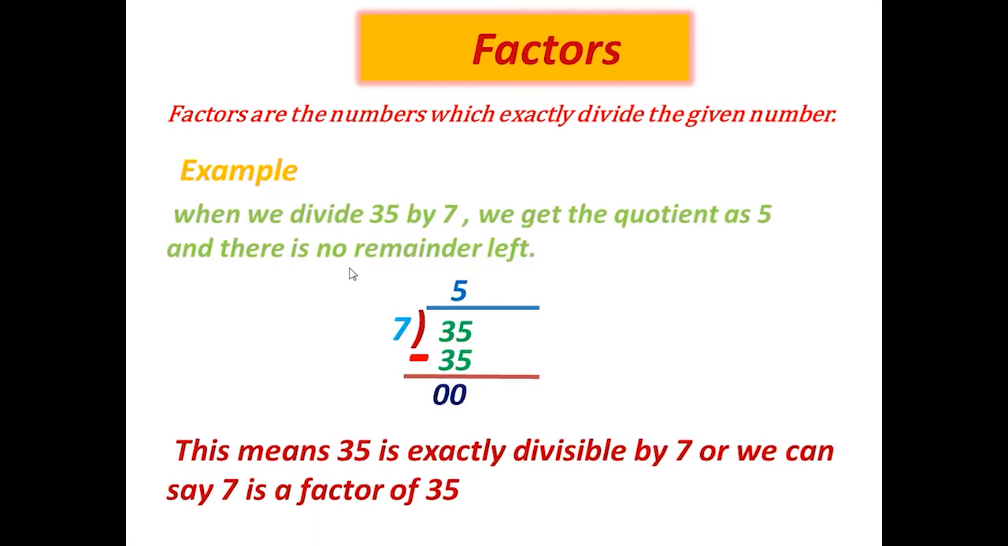See here, 35 is a multiple of 7 and 5. What does it mean? It means you will find 35 in the table of 7 as well as in the table of 5.